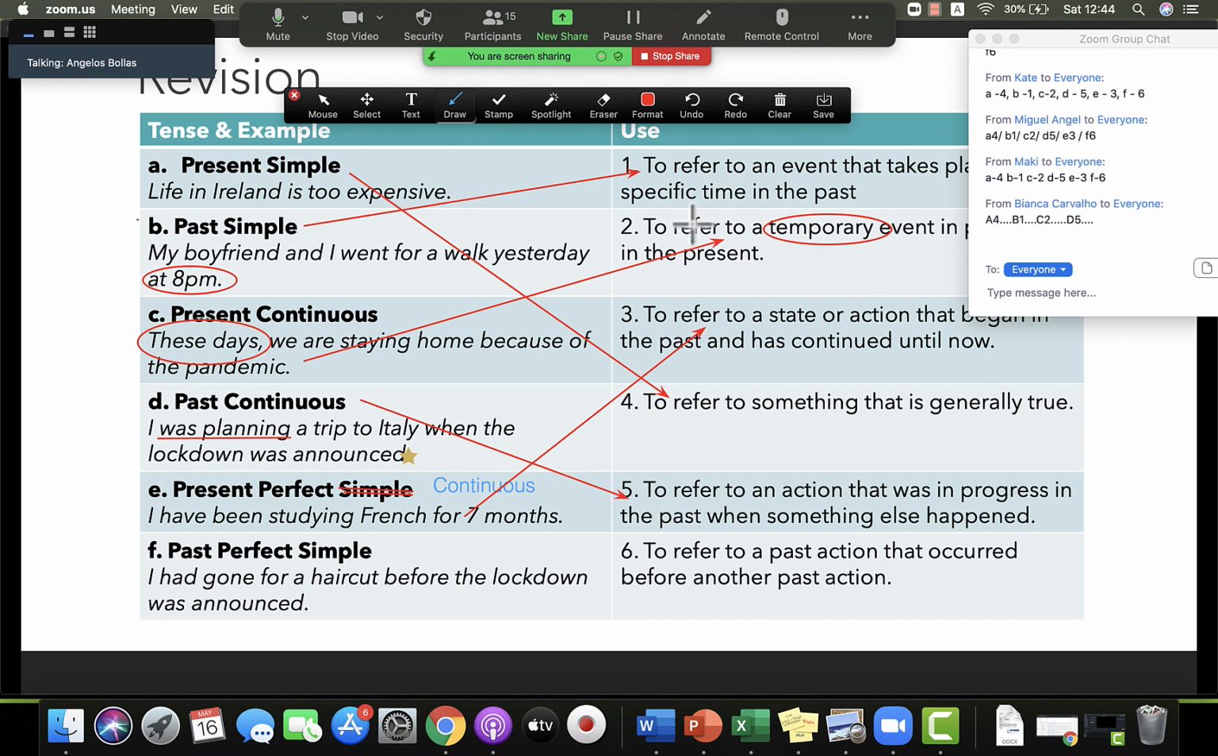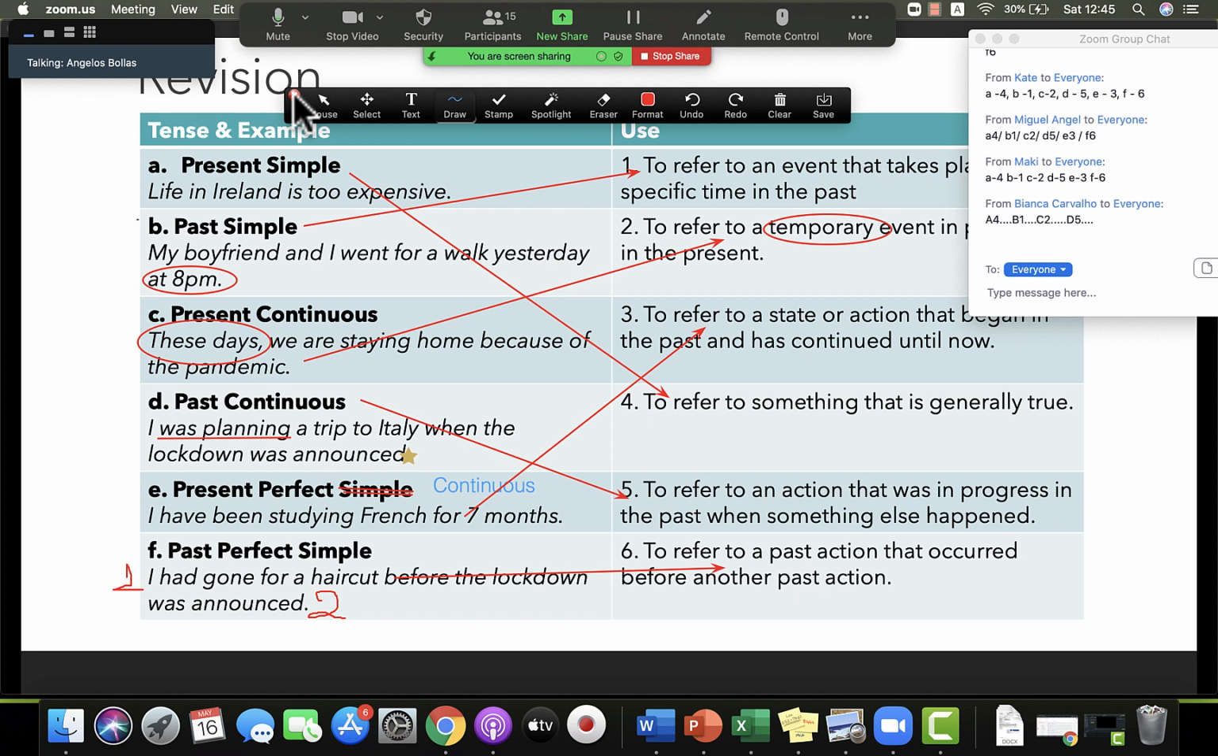And finally, here again, you all agree with the past perfect simple. It's a past action that occurred before another past action. So which action here happened first? Which action of the two? Gone or announced? Gone. Going for a haircut. Gone happened first. Announced happened second.